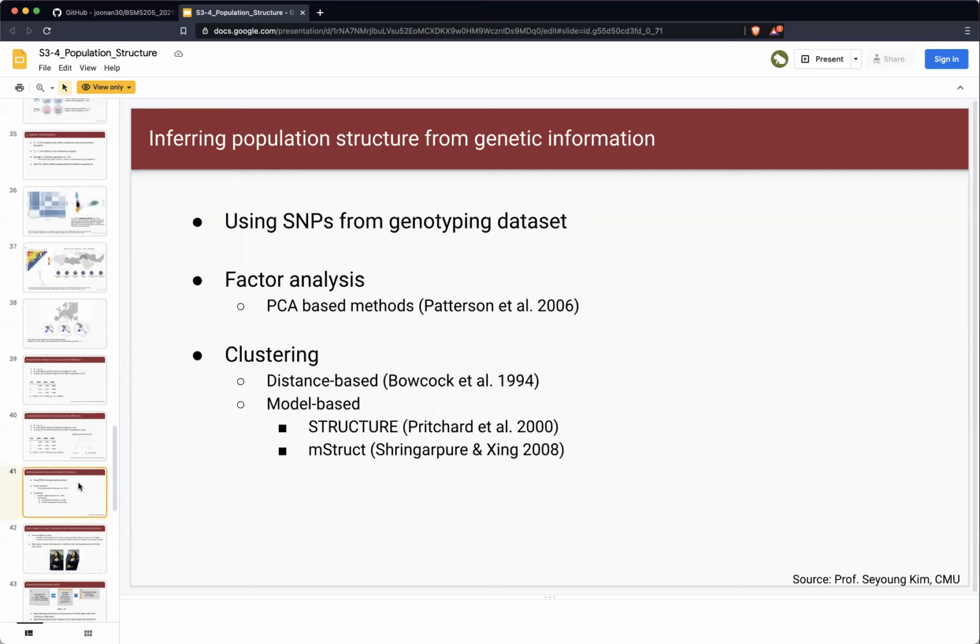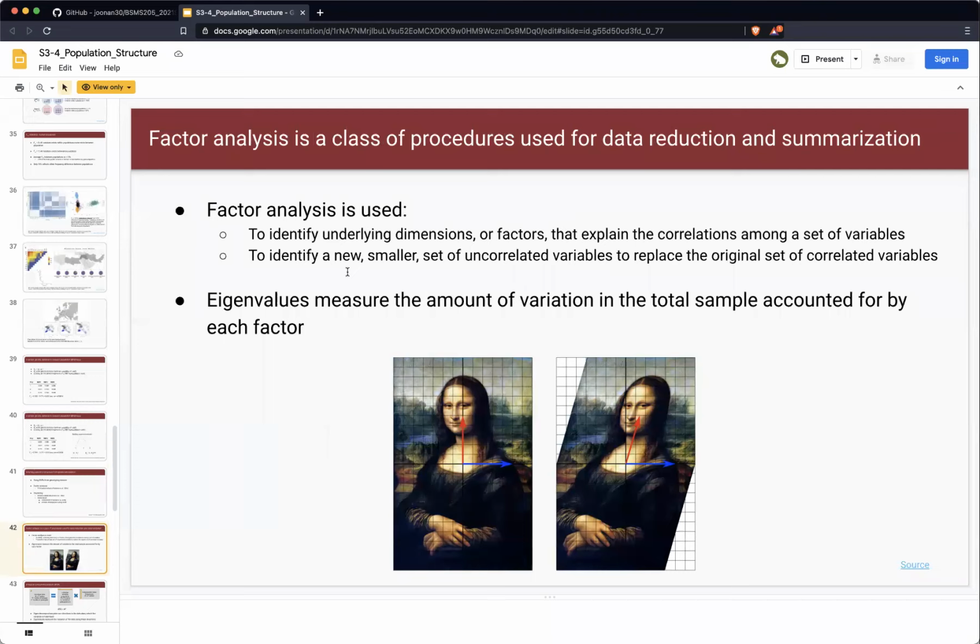the factor analysis. One of the well-known examples of factor analysis is the PCA. PCA is also sort of the source of the clustering analysis. So if you're looking at the individuals from a certain population, then you can make a cluster between the different populations. Here you can also use the PCA information to do that, right? Okay, so what is the factor analysis or the PCA?